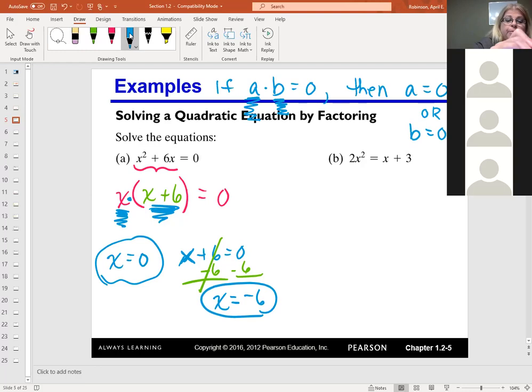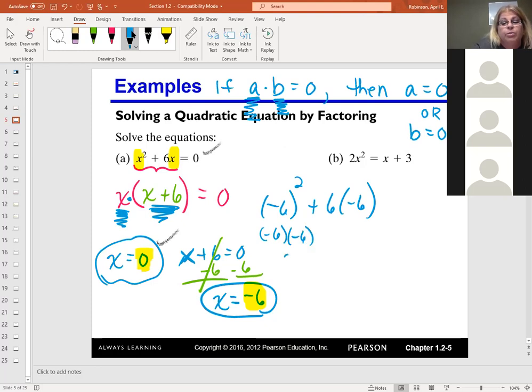If I were to take this 0 and plug it here and plug it here, that would be 0 squared plus 6 times 0, which is 0 plus 0, which is 0. So that one checks, okay? That was a bad check mark. That one checks, or this one checks. And then if I plug in negative 6 in here and here, that's going to be negative 6 squared plus 6 times negative 6. If you take a negative 6 and square it, a negative times a negative is a positive, so that's positive 36, plus, and then 6 times negative, positive times a negative is a negative 36, and that's zero. So that one checks. They both get me the zero. So those are my two answers.